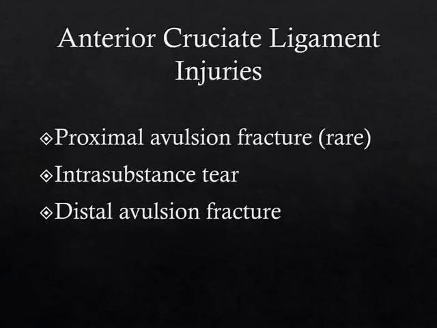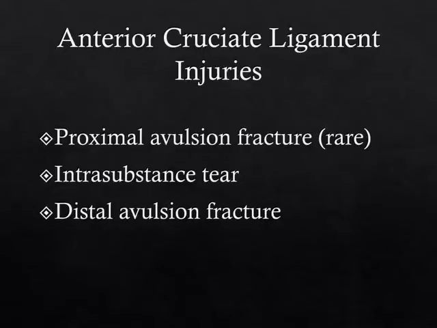Moving on to the cruciate ligaments. I'm not going to talk about the posterior cruciate ligament today. It's the strongest ligament in the knee, and it rarely tears in sports injuries. It requires a pretty gruesome mechanism to tear. However, kids can get all different types of anterior cruciate ligament injuries. Proximal avulsion fractures are quite rare. More commonly, we see intrasubstance tears and distal avulsion fractures.